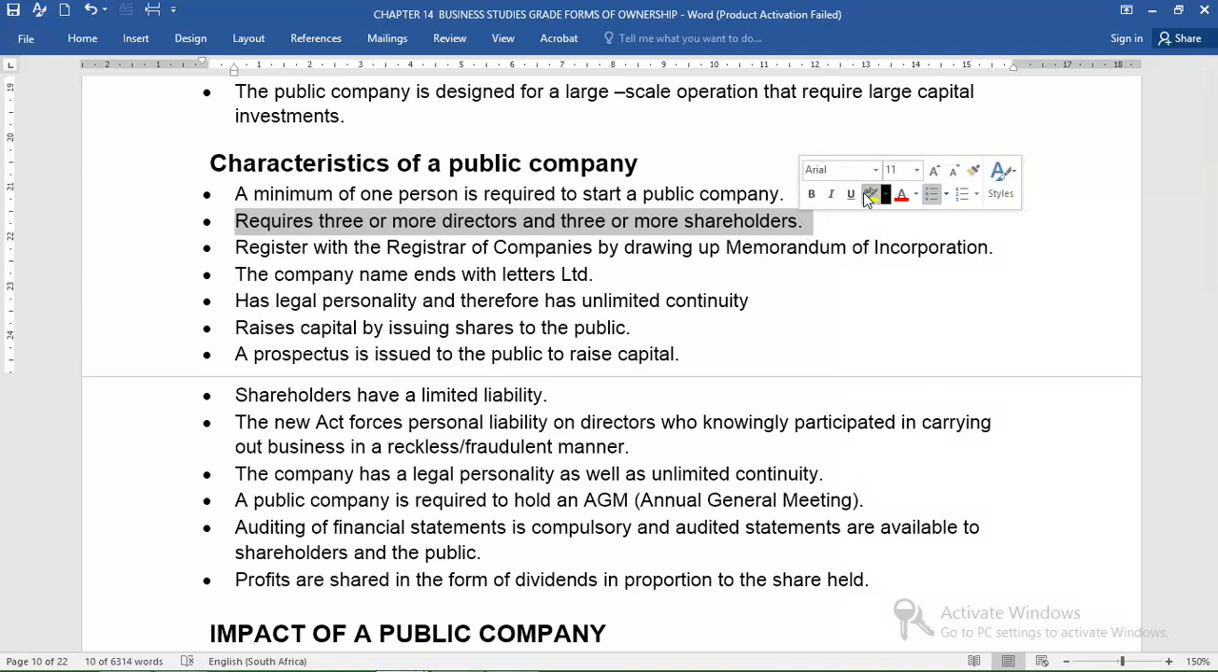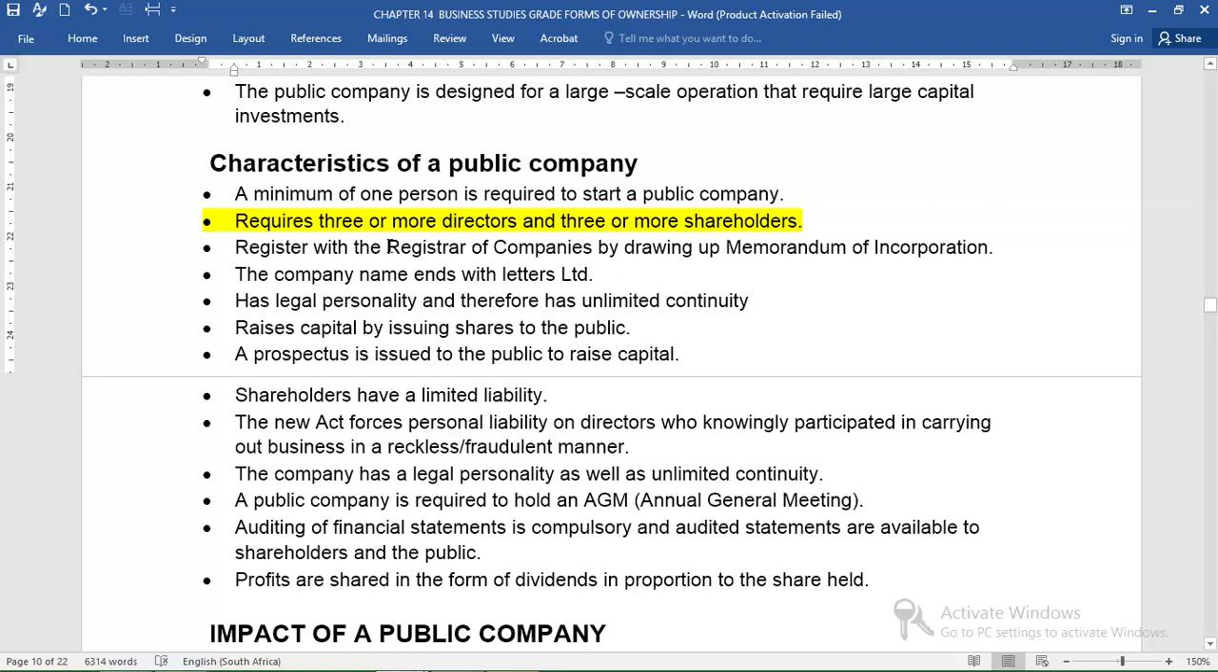When it comes to directors, 3 directors are required. When it comes to shareholders, 3 or more shareholders are also required. What about a private company? A private company only needs at least 1 director and at least 1 shareholder. But a public company requires 3 directors as well as 3 shareholders. Please remember those numbers, they're very important.